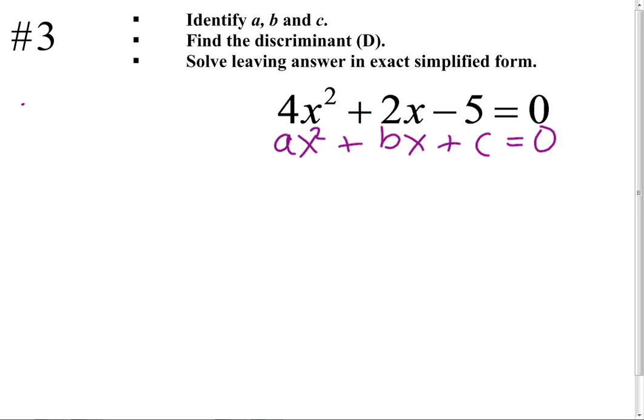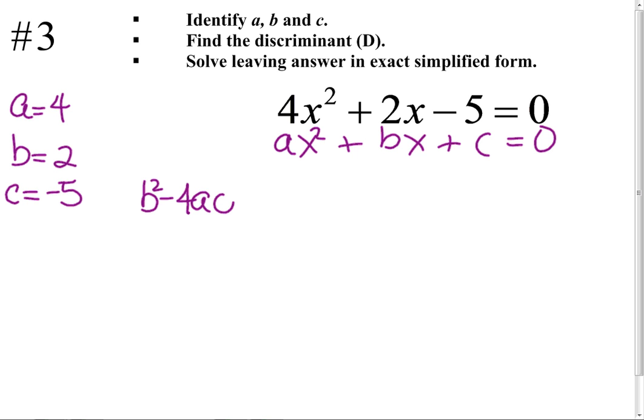So what's a? 4. What's b? 2. And c is? -5. And then the discriminant is b squared minus 4ac. So b squared is what? 4. Minus 4, and then a is 4, and c is negative 5.